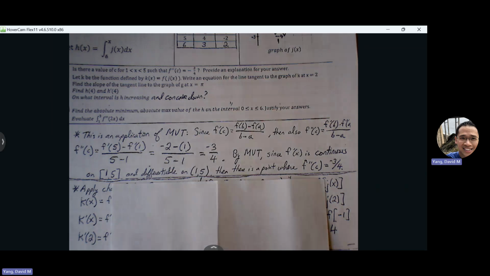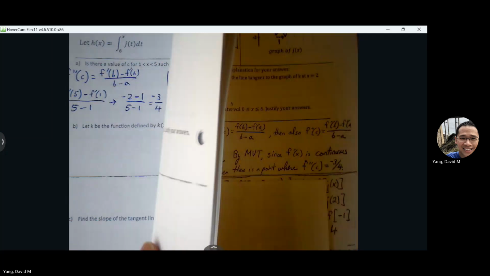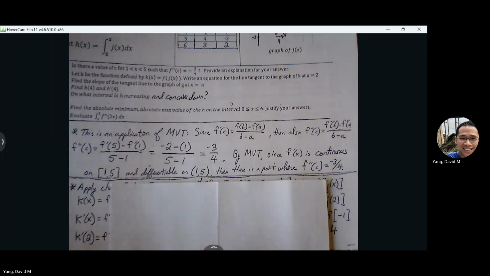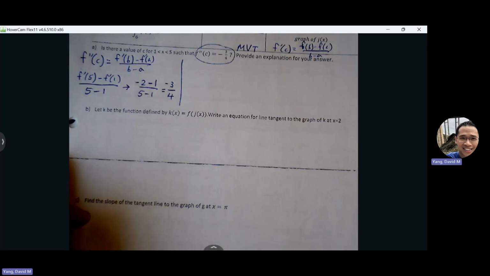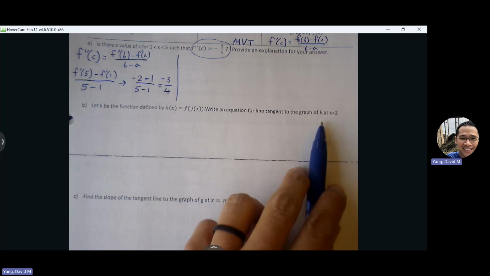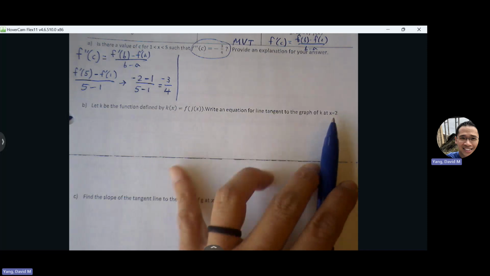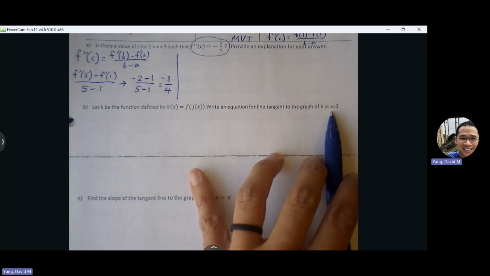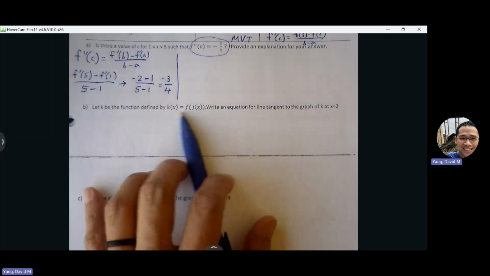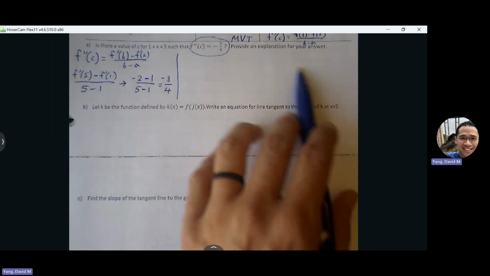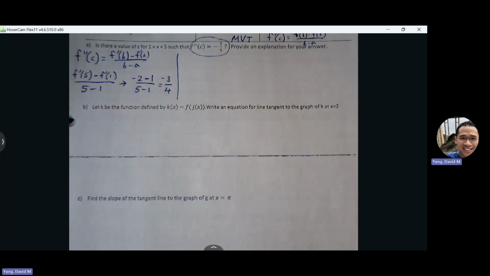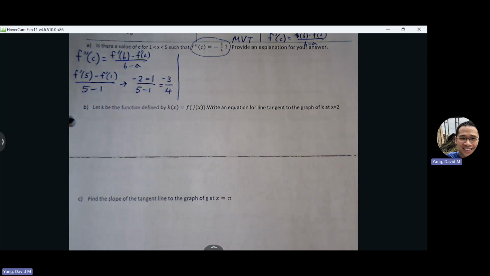Okay, part B. Let k of x be defined as f of j of x. Write an equation for the tangent line to the graph of k at x equals 2. So we're just trying to get our tangent line equation. So we're going to plug 2 in to get our ordered pair. And then we can build the derivative and then plug 2 in to get the slope and then point slope form. So let's find the ordered pair first.